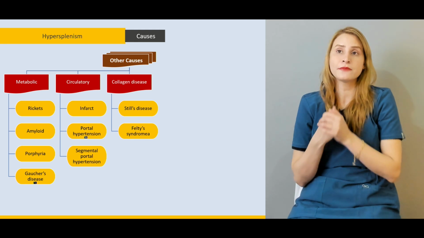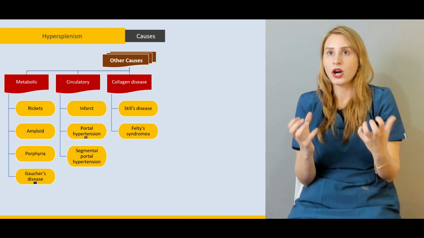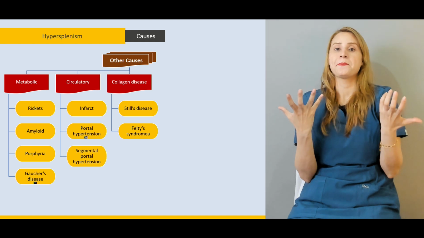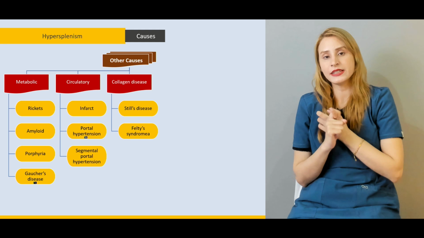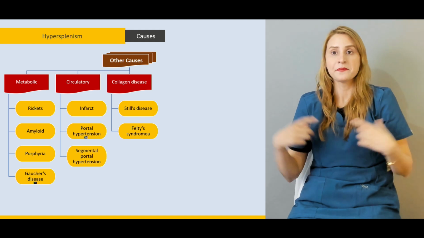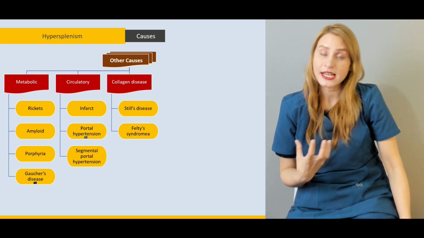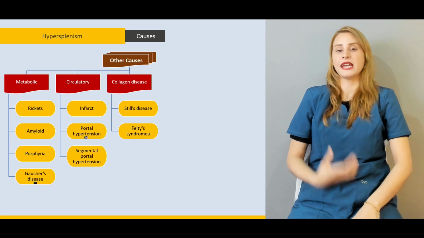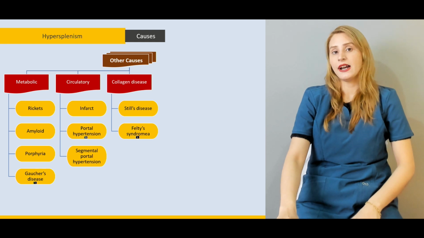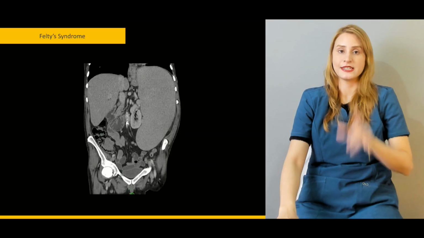And Felty's syndrome is a kind of rheumatoid arthritis, which not only involves arthritis of the different joints, but is also causing a neutropenia, and it's also causing a splenomegaly. So Felty's syndrome can also be one of the causes for the development of this.